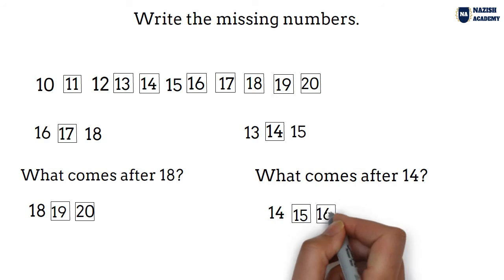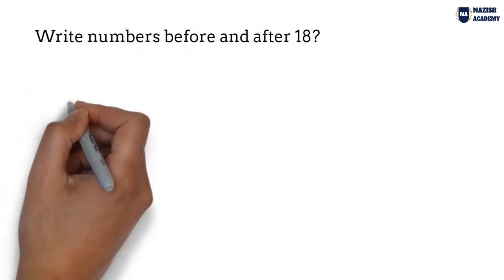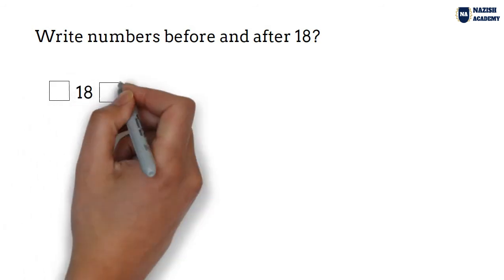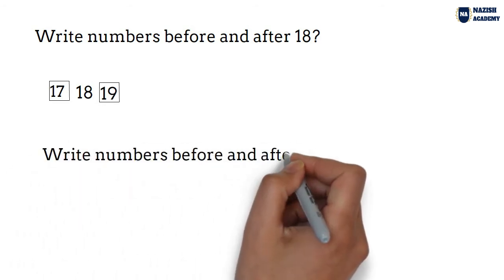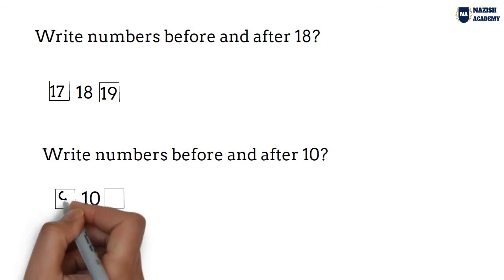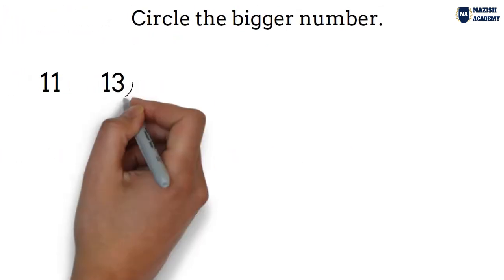16. Good. Write numbers before and after 18. Box, 18, box. What comes before 18? 17. And what comes after 18? 19. Write numbers before and after 10. Box, 10, box. What comes before 10? 9. And what comes after 10? 11.